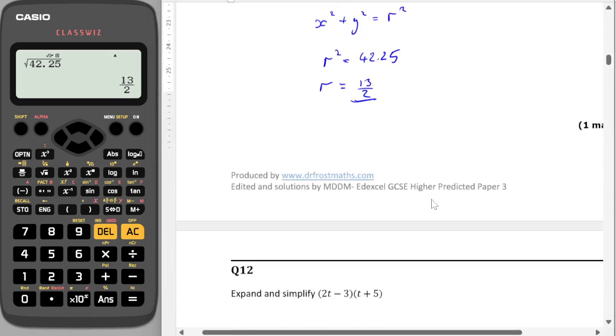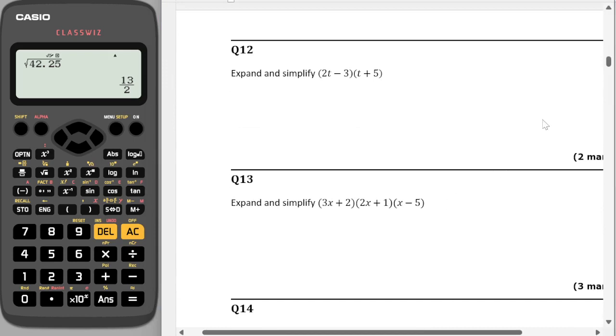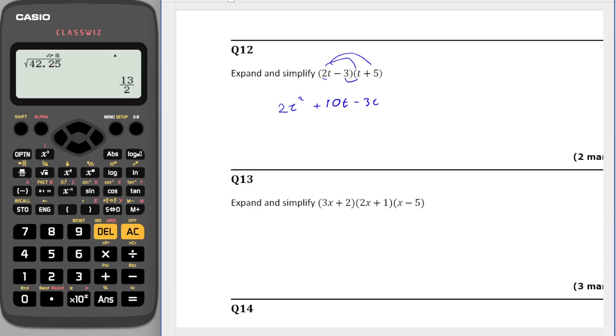Okay, question 11. Expand and simplify. So I tend to, particularly where I've got a 2 coefficient, use construction lines to help me out with this. So I'm going to have 2t squared plus 5t, plus 10t minus 3t minus 15. And when I simplify that by collecting the centre terms, I would have 2t squared plus 7t minus 15.